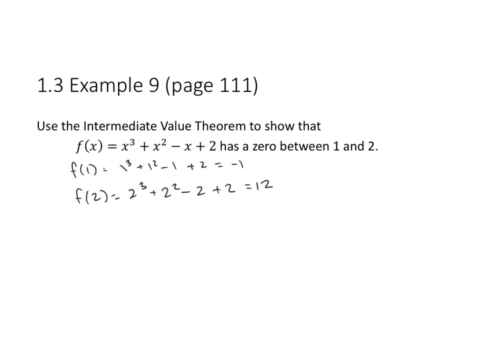Since f of 1 does not equal f of 2, and I know the function is continuous on this domain from 1 to 2, therefore, by the intermediate value theorem, we must hit every single number between 1 and 2.